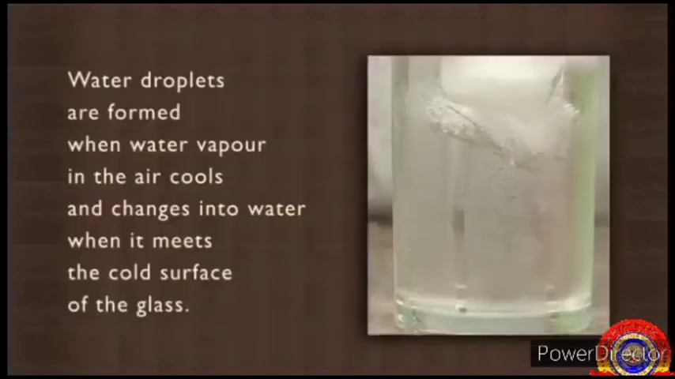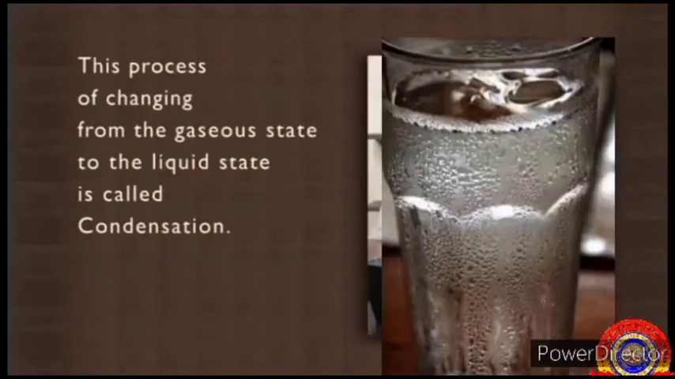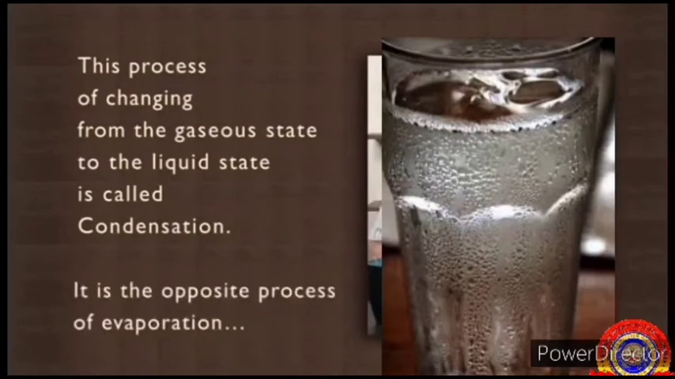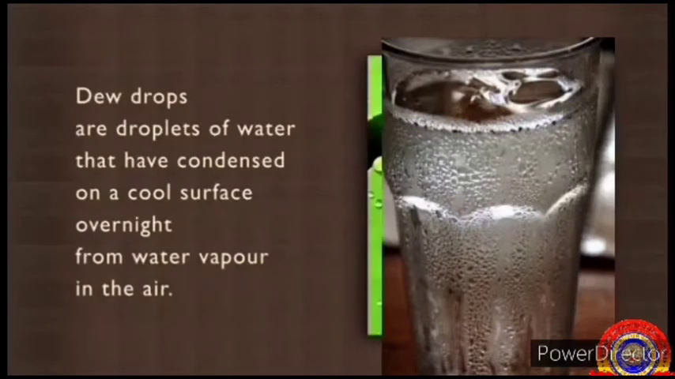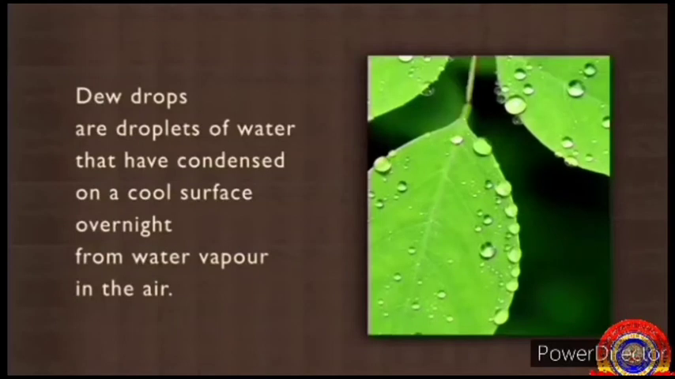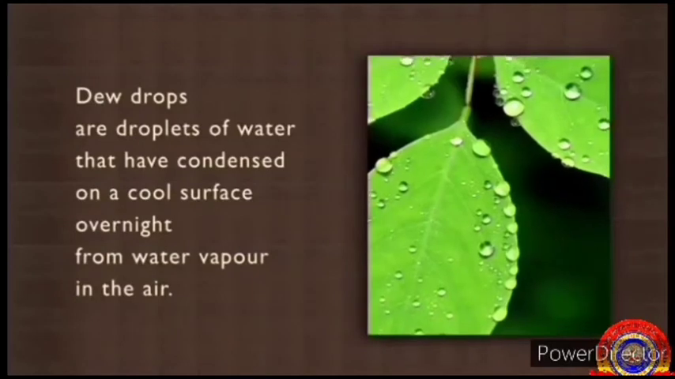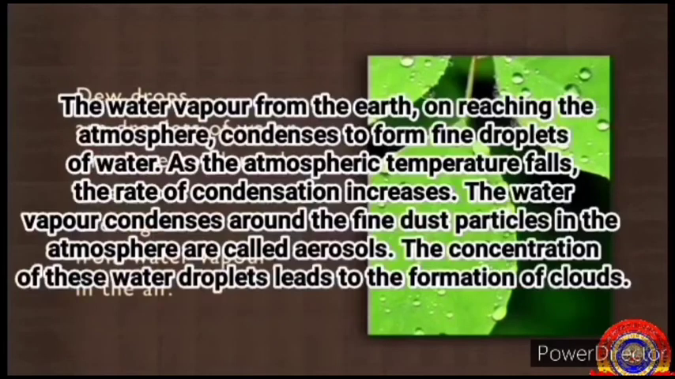Water droplets are formed when water vapor in the air cools and changes into water when it meets the cold surface of the glass. This process of changing from the gaseous state to the liquid state is called condensation. It is the opposite process of evaporation. Dewdrops are droplets of water that have condensed on a cool surface overnight from water vapor in the air.